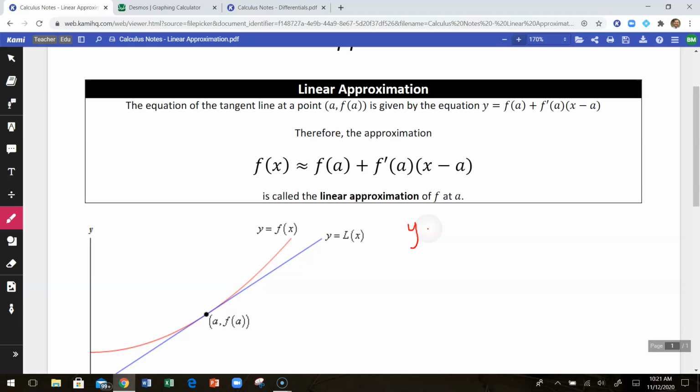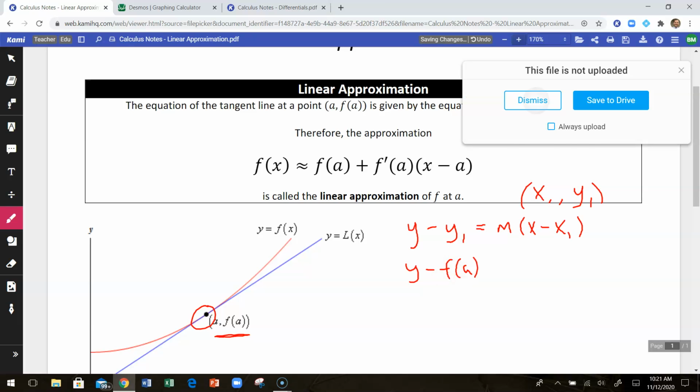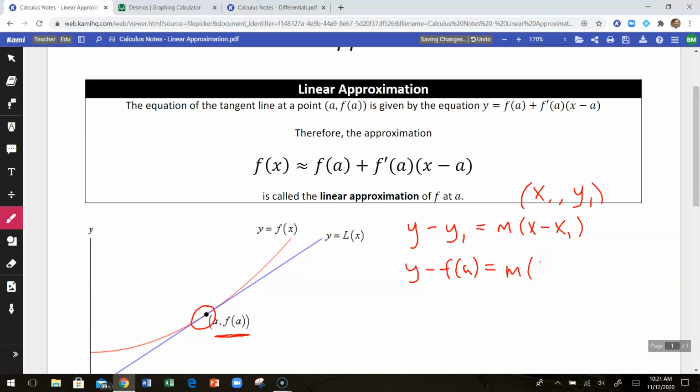So if we think about point slope form of a line, y minus y1 equals m times x minus x1. Instead of the point being x1, y1, and we're talking about this point right here, we're looking at a, f of a, right? So if I just think that, well, y minus f of a equals m times x minus a, if I add that f of a over, then I get y equals f of a, I'm going to put it in front, plus m times x minus a.